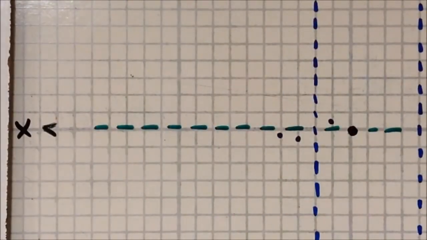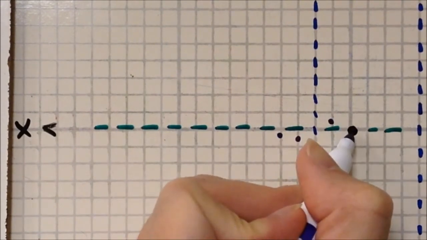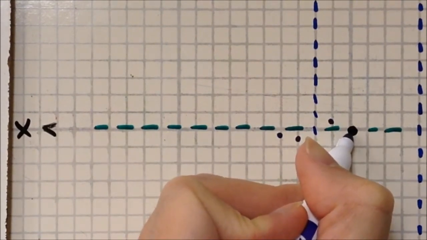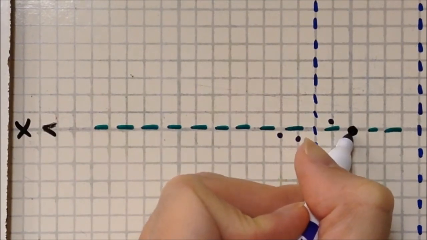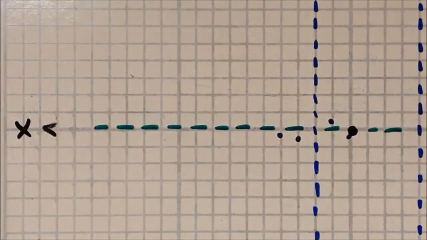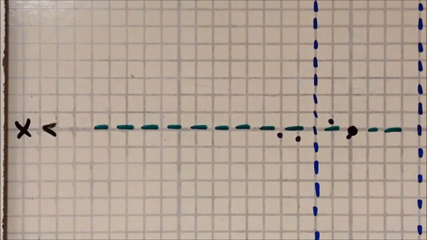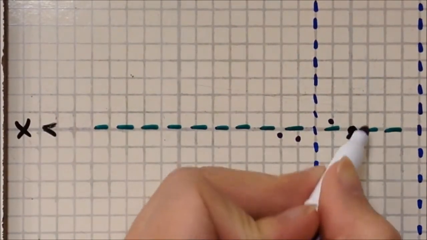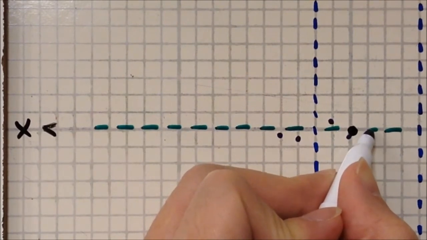Now at 0, I'm at 0.1. So here's 0 for the x, and then for 0.1, it's going to be just below that big black dot for the origin. So I'm just going to mark it right here. Now next is 1, 0. So 1, 0, that's simple. Here's x as 1 and here's y as 0. So right here.